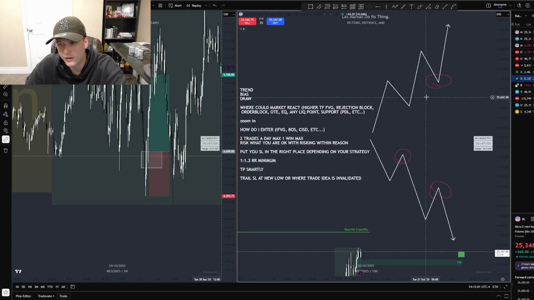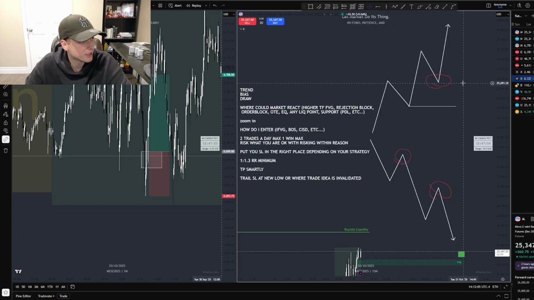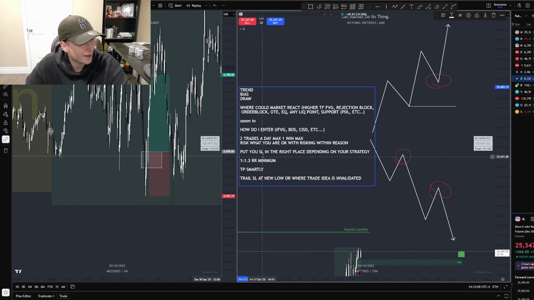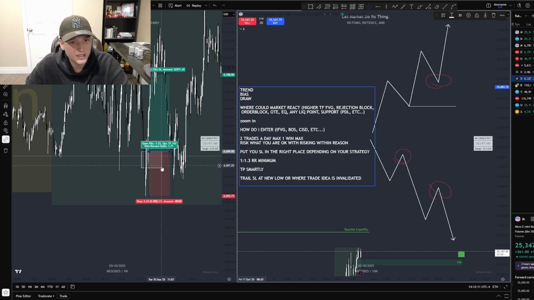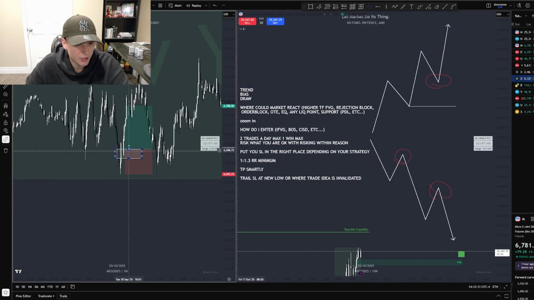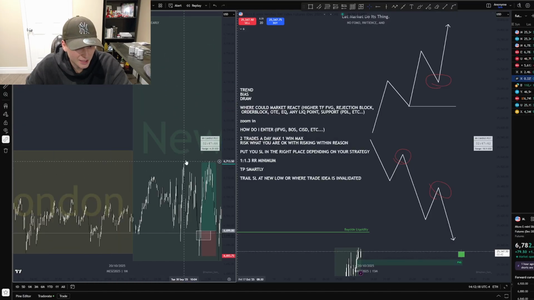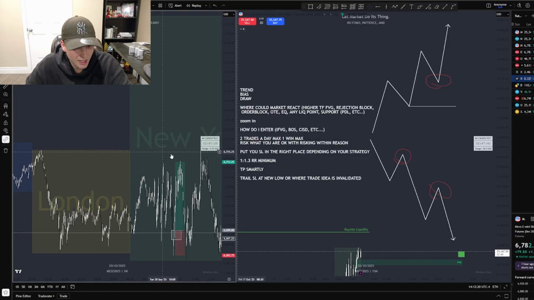So if you entered on this red circle here, put your stop here. I do not care what you think. I do not care if the RR is not the best. We're going for 1 to 1.3 RR minimum anyways, okay? And take your TPs at smart areas, okay? Don't TP here. Take a TP at this high. Take a TP at this high. And then let this thing run. See how far it could go. There's also these highs up here.